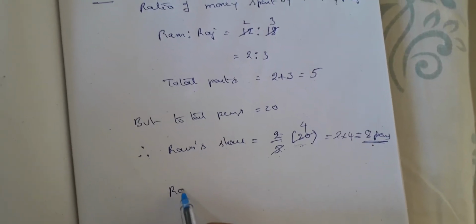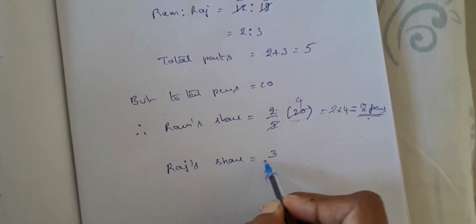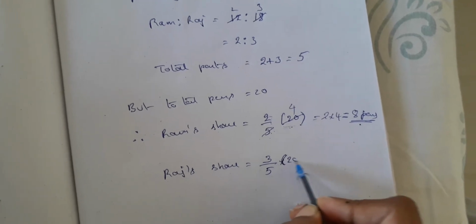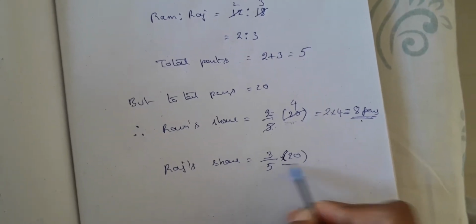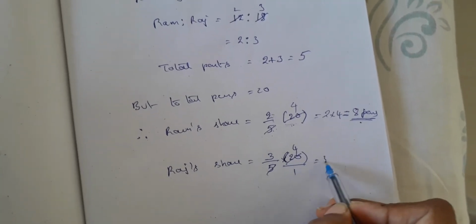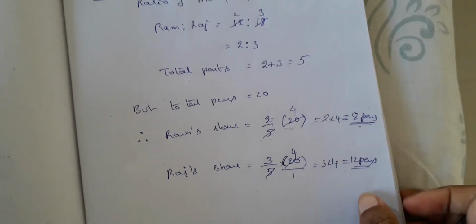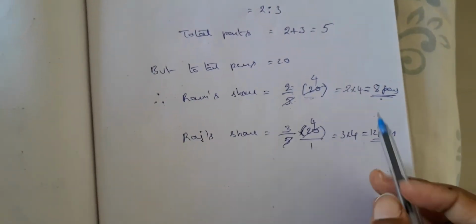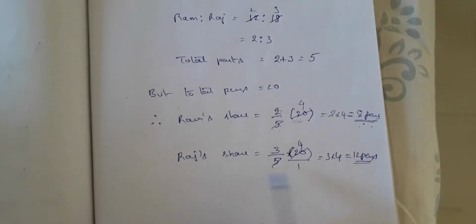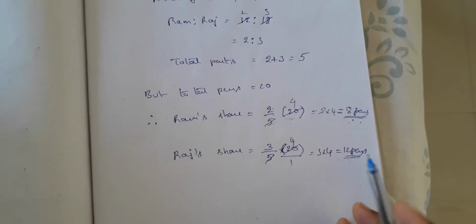Then now, Raj's share. He has to get 3 out of 5 shares. Is it not? So simple. 3 out of 5 of 20, that is, into 20. 20 is in the numerator. So 5 4s are 20. Now 3 into 4 is equal to 12 pence. So Raj's share is 12 pence and Ram's share is 8 pence. So total 8 plus 12 is 20 pence. Right? Is that clear, children?